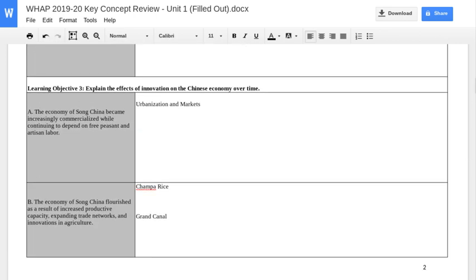That's short, it's sweet, it's to the point. That's basically what I'm going to do with these, but break China down into the political stuff, the cultural spread, and the economic characteristics. More importantly, the innovations that happen within it, urbanization, Champa rice, Grand Canal, and you should be okay.